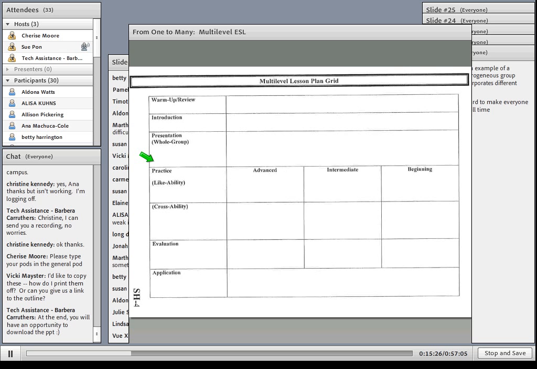In the practice stage, we want to provide differentiated learning activities for the advanced, the intermediate, and the beginning level students. And there are two ways of doing this. One is through likability or same level activities. Another way is through crossability or heterogeneous groups of mixed levels. And we'll have some examples of this in a few moments. The application stage is a time to bring the whole class back together again, because we want to feel like we are a class community. Okay. So now let's look at some examples of the two kinds of differentiated learning activities, likability and crossability.